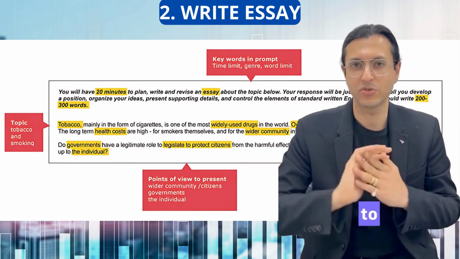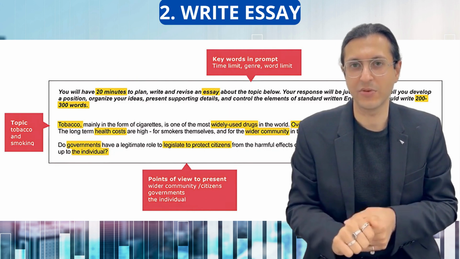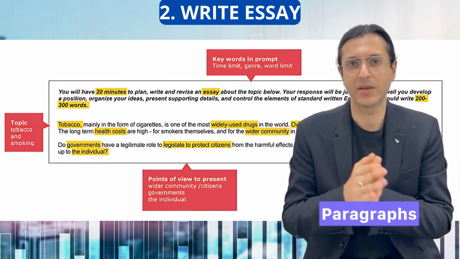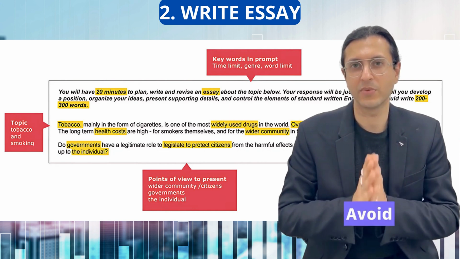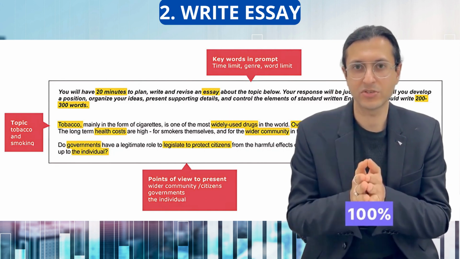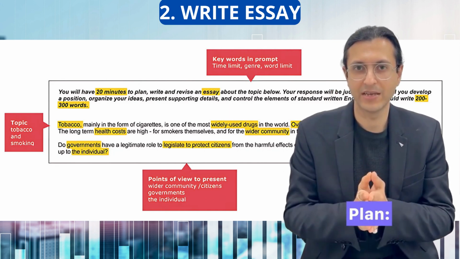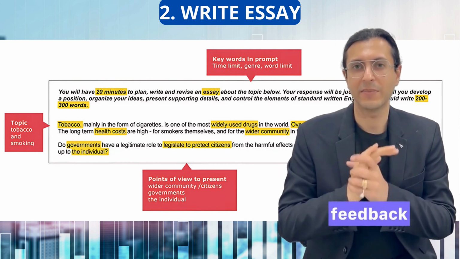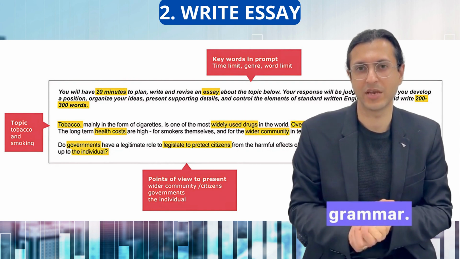Fix: stick to 250 to 280 words. Use a clear essay template: intro, 2 body paragraphs, conclusion. Avoid fancy words unless you're 100% sure how to use them. Practice plan: write 2 essays a day on MockMaster.ai with instant feedback on vocabulary, coherence, and grammar.